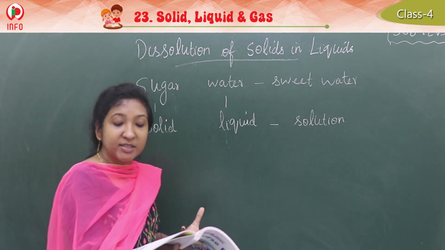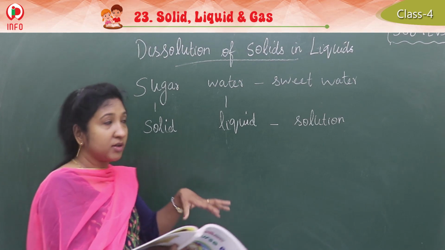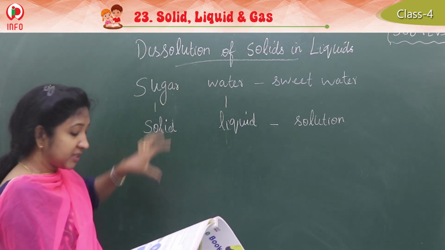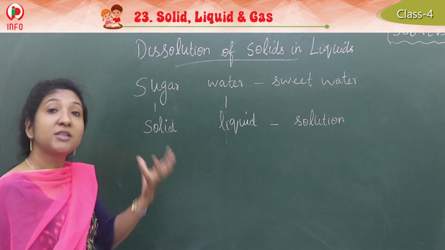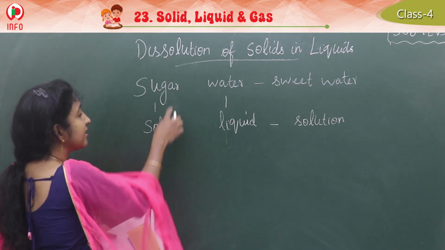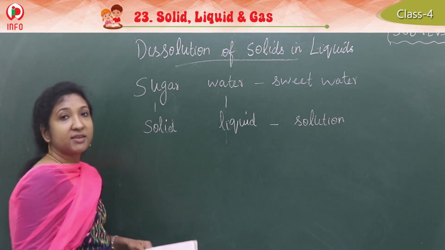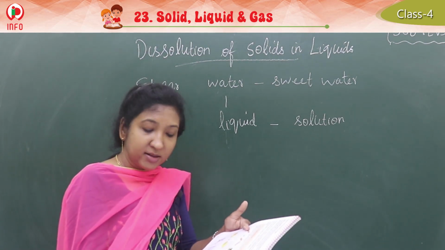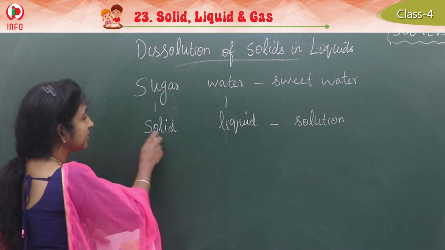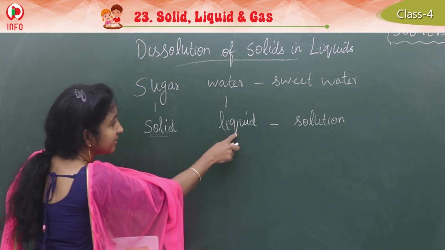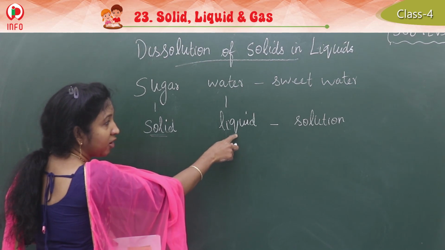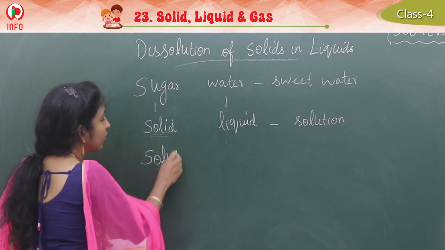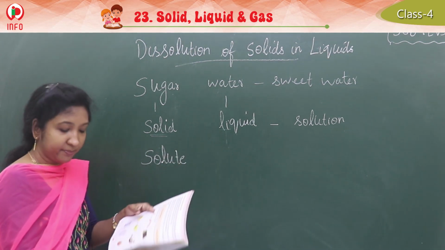The substance that dissolves in a liquid is said to be soluble in the liquid. So we say sugar is soluble in water. The solid that dissolves in a liquid is called solute. So the solid which dissolved in this water or in this liquid is actually called the solute. S-O-L-U-T-E, solute.